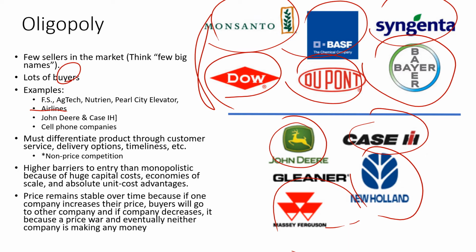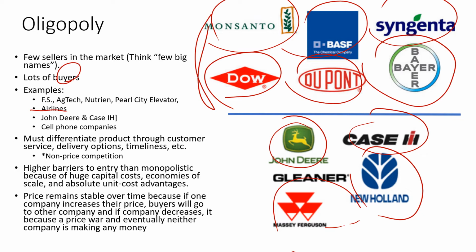So these products are not differentiated necessarily because they're selling super different products, but they're differentiated through customer service, timeliness, delivery options, some of those kind of non-tangible benefits. And again, that's called non-price competition. Those ways are categorized as non-price competition.